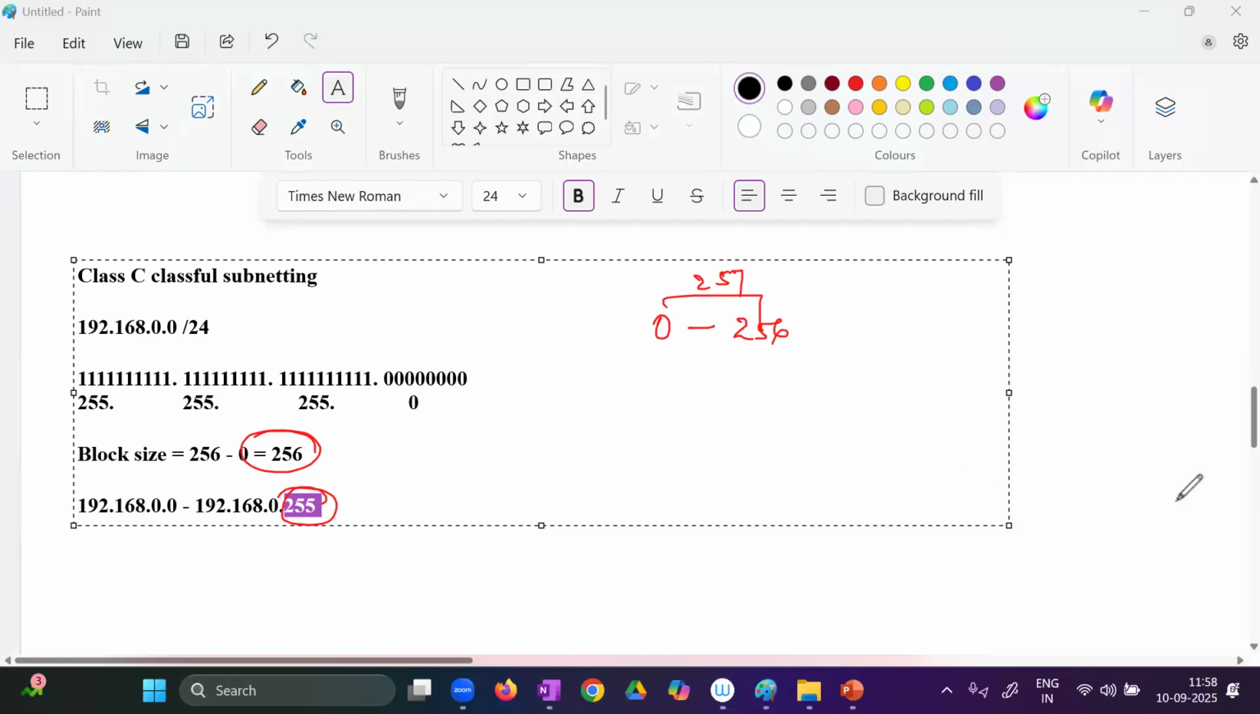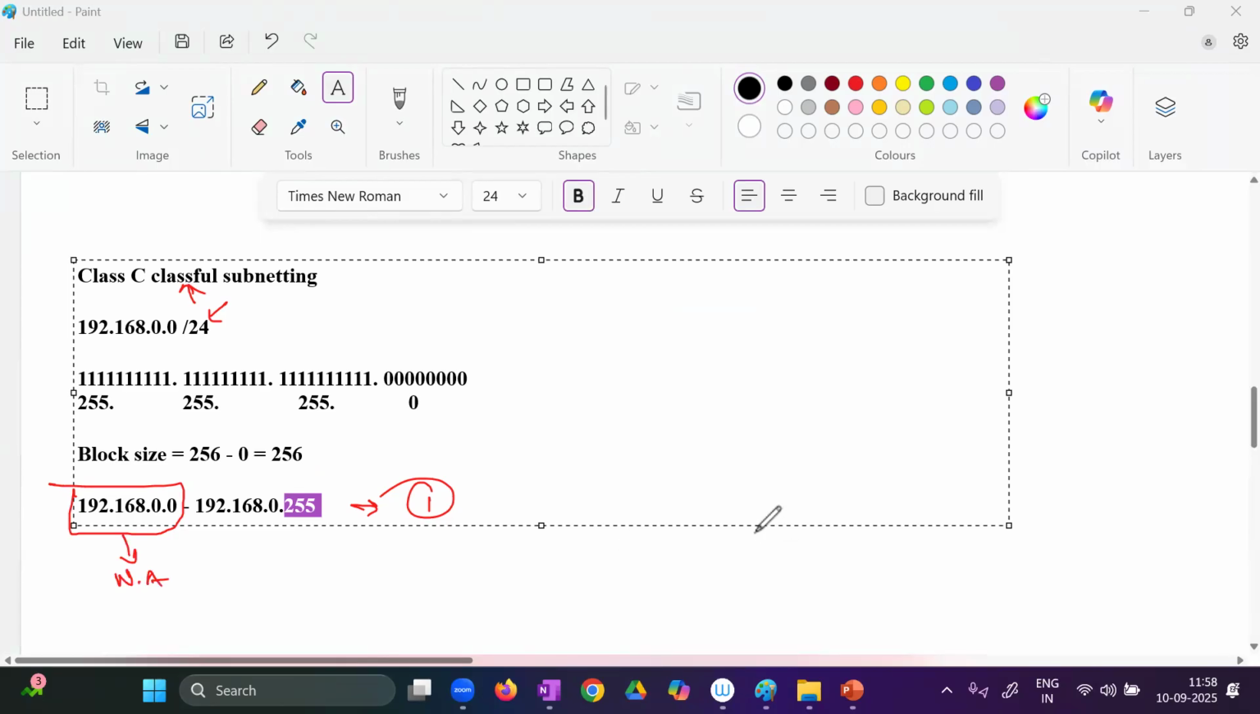So here what happened? Here you have used slash 24. And this is what? Classful. Why? Because this is a default subnet mask. And how many subnetworks have you got? Only one subnetwork. This is what? Network. See, this is what? This is the network address.